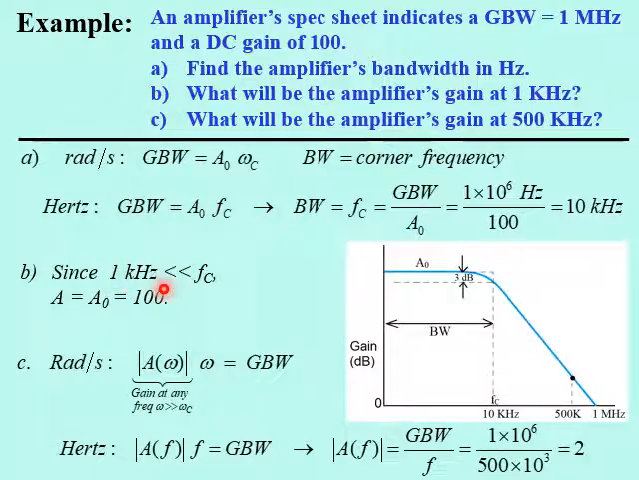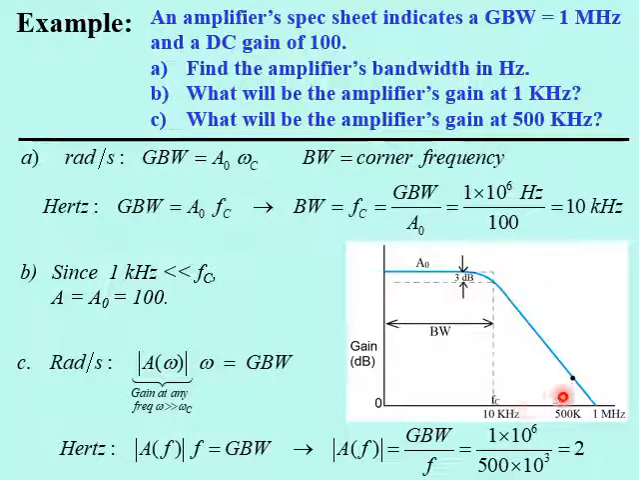Now, since 1 kilohertz is much less than the corner frequency, remember the corner frequency is 10 kilohertz. So we're talking about something over here. We can see that this is in the flat portion of the frequency response. So our gain is just going to be equal to A naught, which is going to be 100, which is given up here.